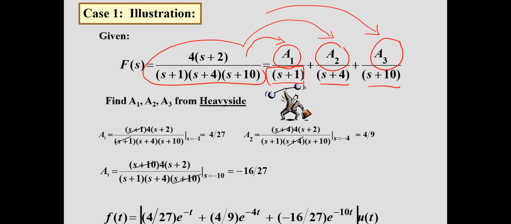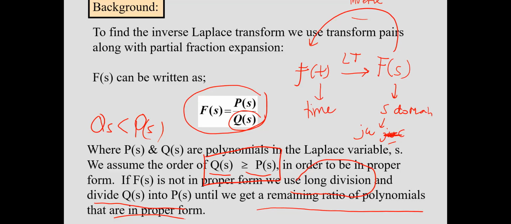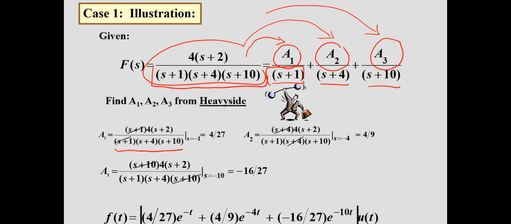The first thing is we look at the equation here, and then we write (s plus 1), (s plus 4), and (s plus 10). Because we will see the solution of a1 here, we multiply this one, 4 times (s plus 2), using the (s plus 1) here.